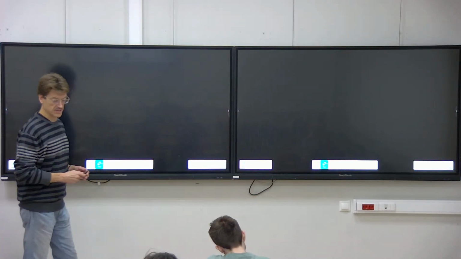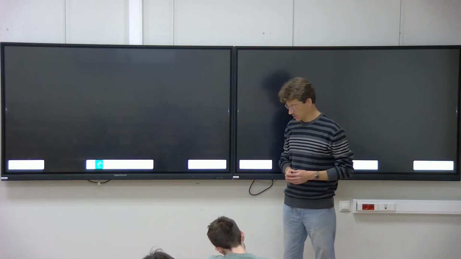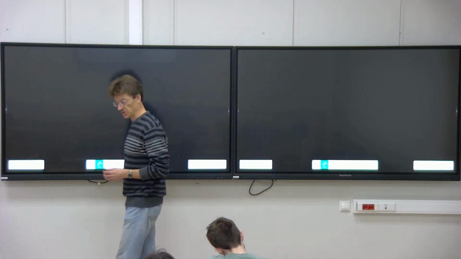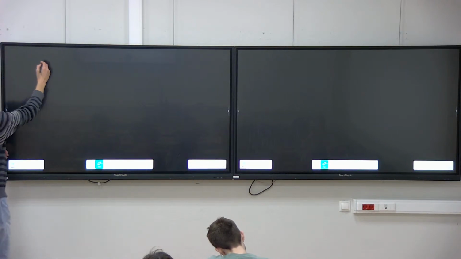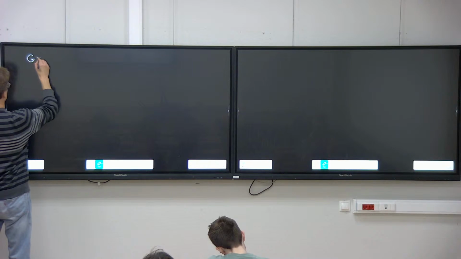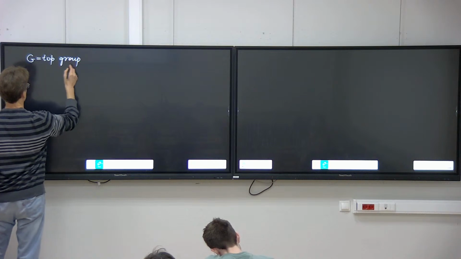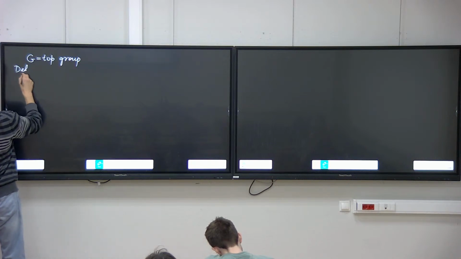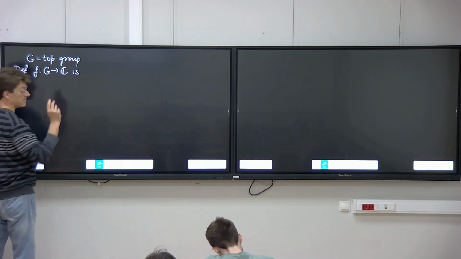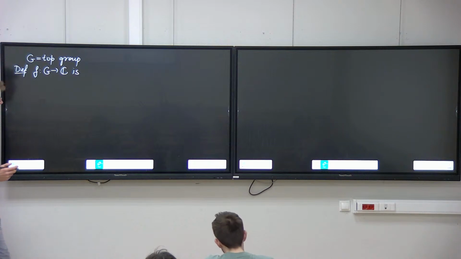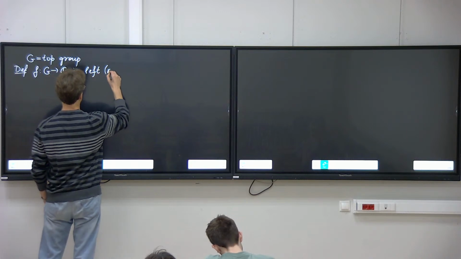Okay, at the end of the previous lecture, we began to discuss locally compact groups. And we introduced the notion of a uniformly continuous function on a topological group. So let's recall the definition. Suppose that G is a topological group. We say that the function f on G is, and here we have two options, the left and the right uniform continuity. We say that f is left, respectively right, uniformly continuous.